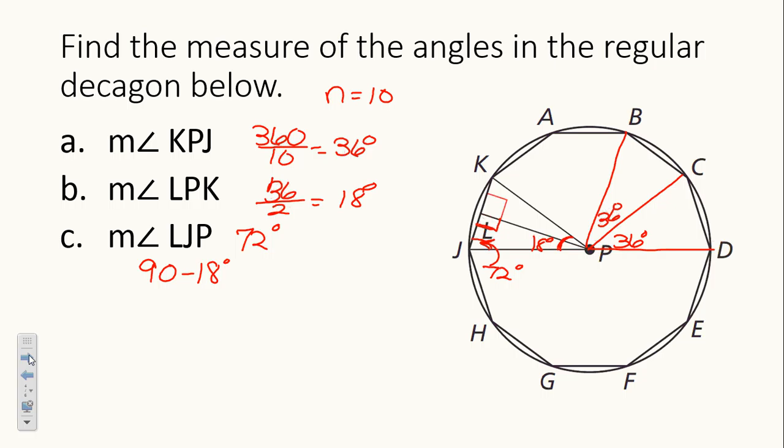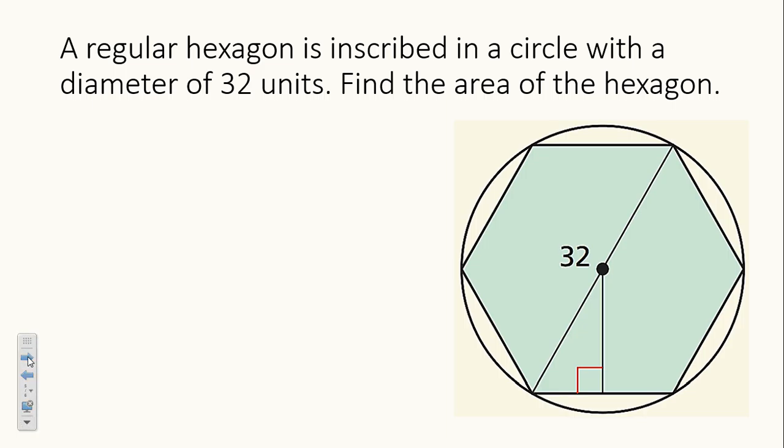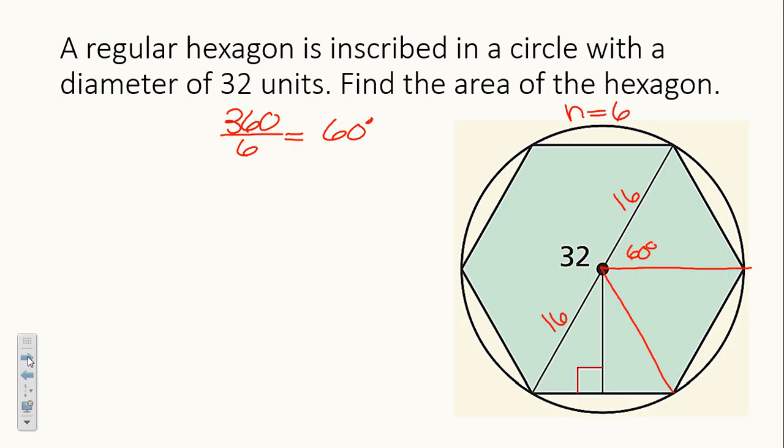All right, next example. We have a regular hexagon inscribed within a circle, and it has a diameter of 32 units. Yesterday we didn't work with the diameter, we worked with the radius. So what's the radius of this circle? 16, half the diameter. So if the radius is 16, we need to find the area of the hexagon. How many sides in a hexagon? 6 sides. What will its central angle be? So we have a 60-degree central angle. That means that if I drop the apothem in there, what's left? 30 and 30, right?